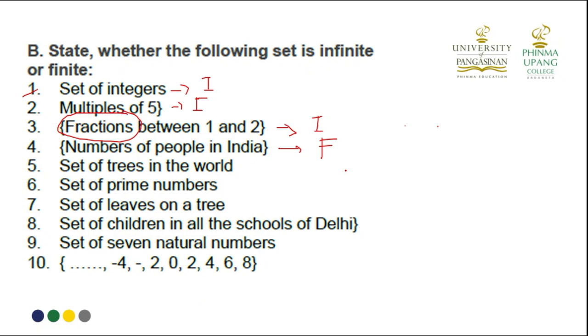Ano yan? Minuto-minuto, nanganganak sila. Hindi naman. I mean, hindi nila matrace kung ilan yung isang population ng isang bansa. Matitrace nila yan. And that's why finite. Hindi siya pwede maging infinite kahit na napakaraming tao sa India. How about number 5?